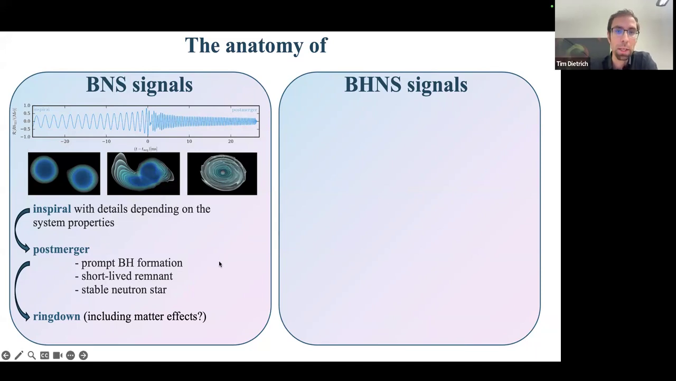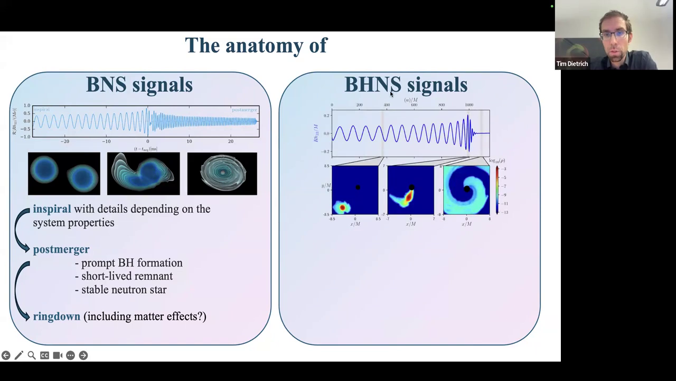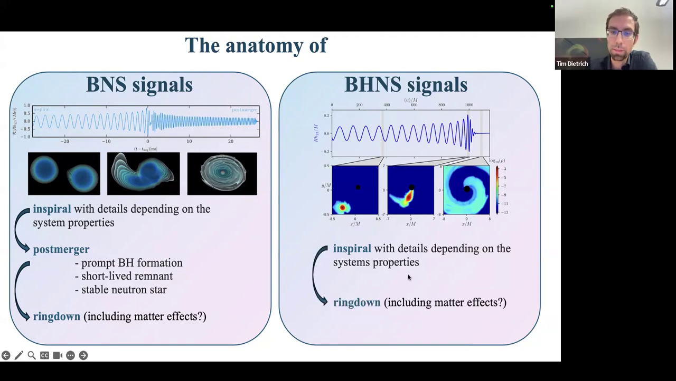And in comparison, the black hole neutron star case is very similar, modulo the effect that more or less you don't have this post-merger. You still have the in-spiral, which now depends, of course, on all the black hole quantities, but also on the quantities of the neutron star, describing its tidal deformation, maybe its resonant frequency, and so on. And here's, for example, a case where the neutron star gets disrupted, and then you have this extended matter tail that falls onto the black hole. And also here, this can lead to a different ring down signal.